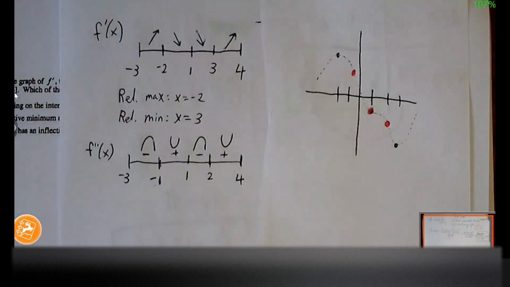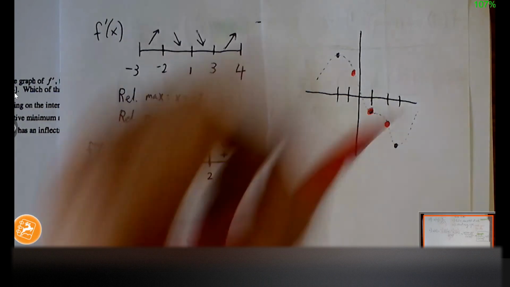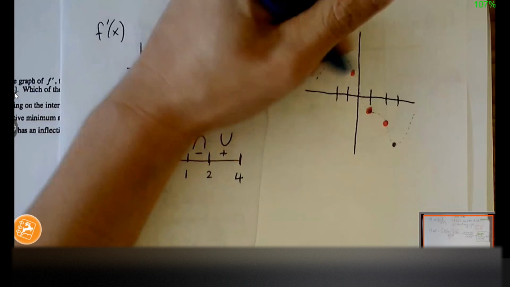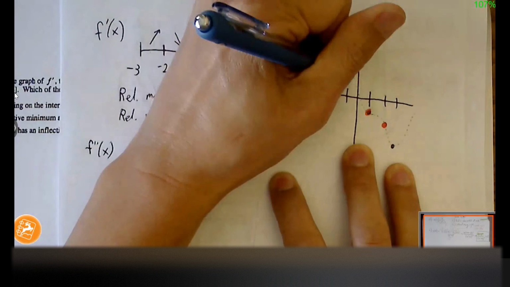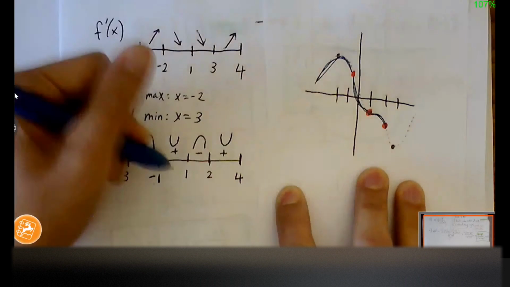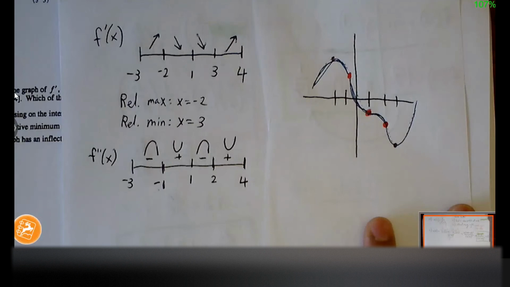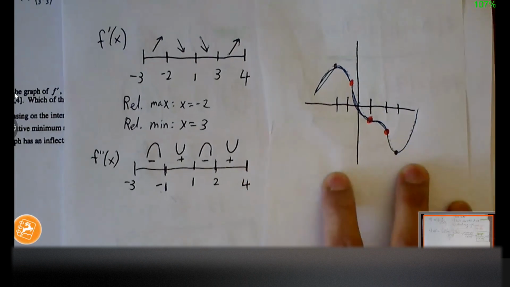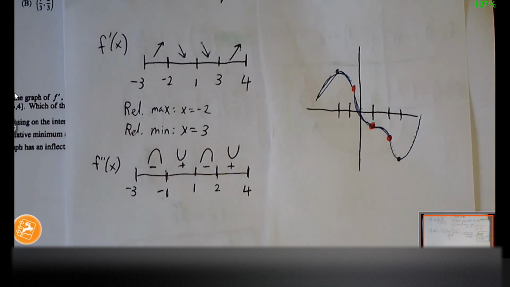So from dot to dot, I'm going to over-exaggerate my concavity. So concave down from -3 to -1. -1 to 1, concave up. 1 to 2, concave down. And then from 2 to 4, concave up. Okay. If you can put this level of detail into your f of x graph, then it'll be easy for you to match whatever answer choice is in front of you.